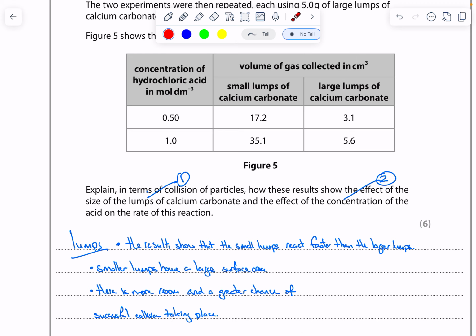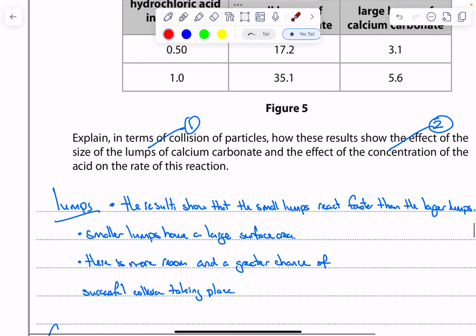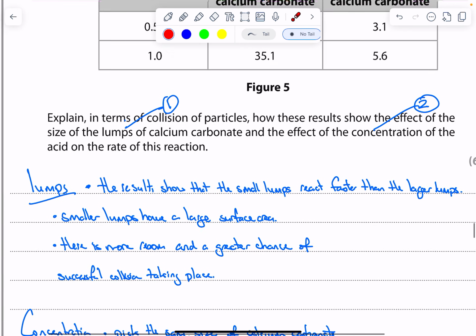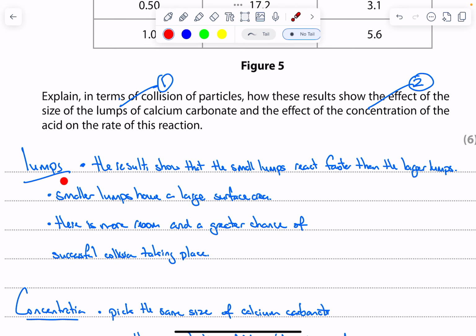And as you can see, the data shows that if we use just the small lumps, when the concentration is higher, the volume of gas is greater. And it also shows, if you keep the concentration the same and look at the small against large lumps, small lumps produce more gas than the large lumps produce. So let's get some points down here. So I'm going to deal with the lumps first. Result shows that small lumps react faster than large lumps.